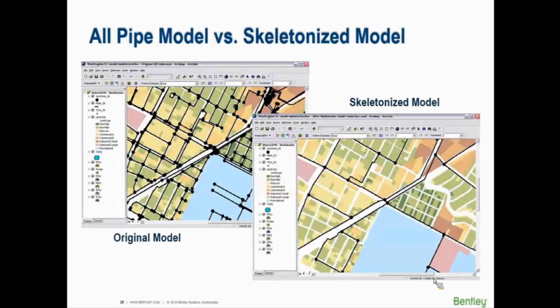Here's an example of a skeletonized model on the left, full all-pipe model, and skeletonized model on the right. The one on the right, less pipes. However, hydraulically, it's still behaving the same way because we have equivalent pipes.